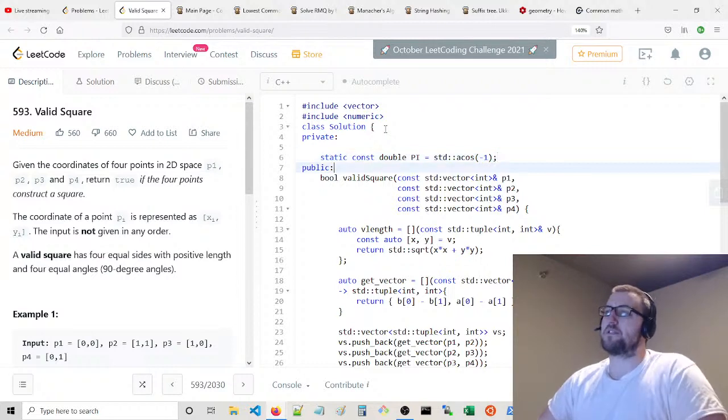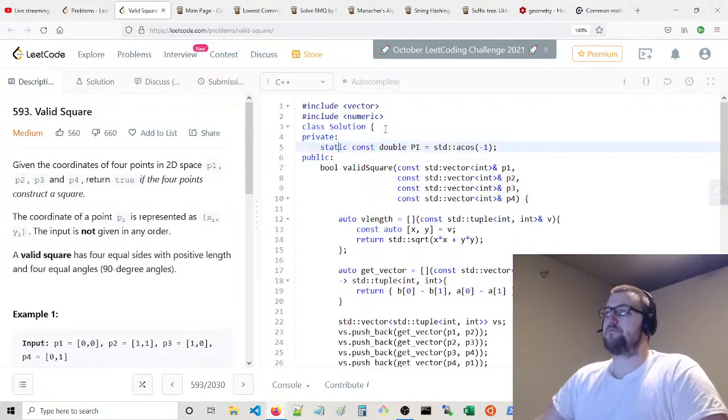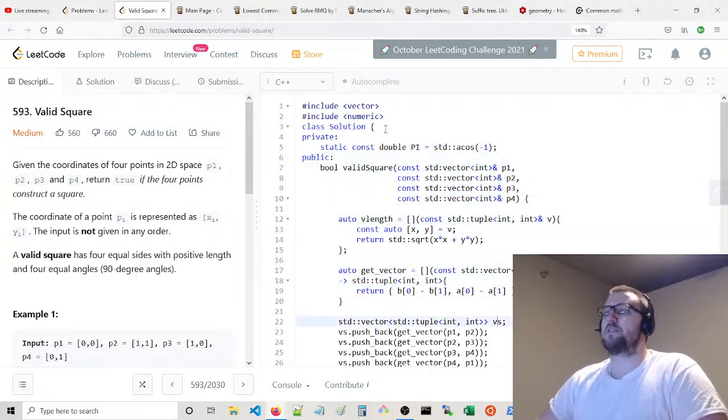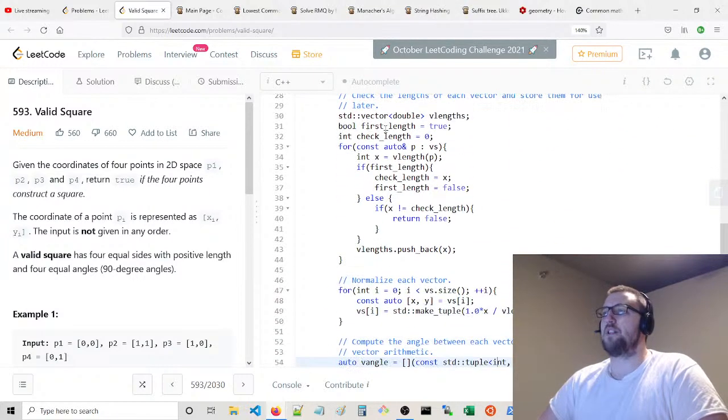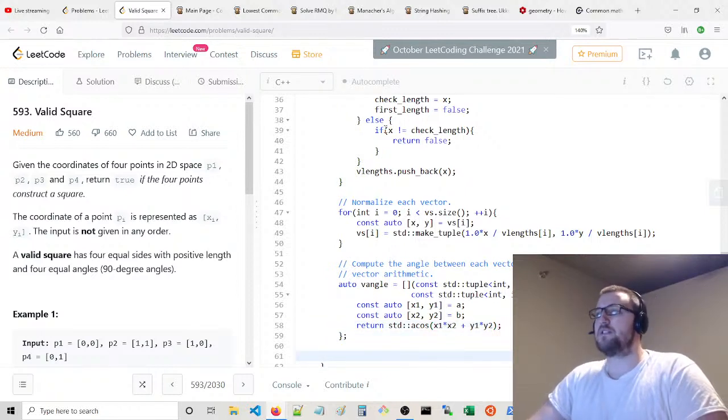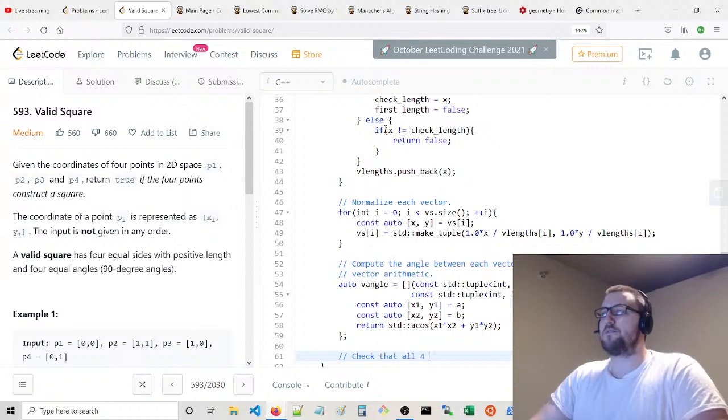That works. That's okay. Hopefully that works okay. I think we can do it that way, but that might not actually work the way we'd like it to. Yeah, so we want to say check that all 4 vector angles are equal to pi over 2.